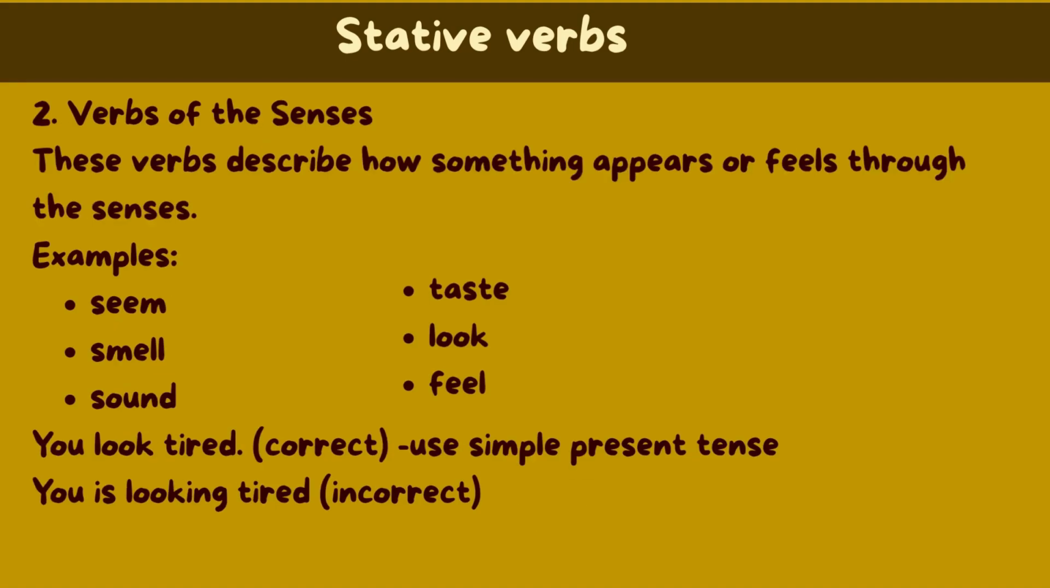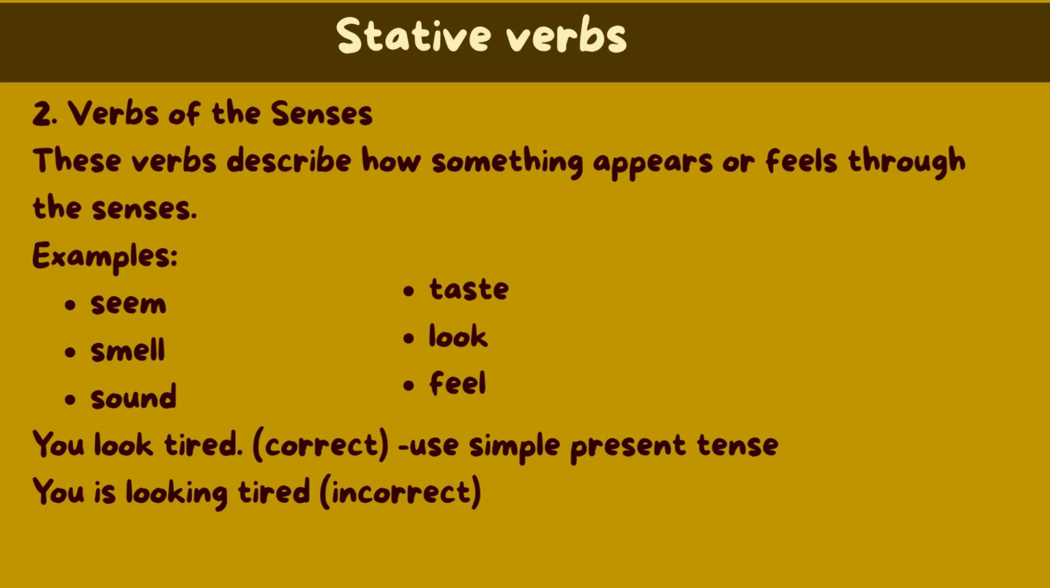Verbs of the senses describe how something appears or feels through the senses. Common examples are seem, smell, sound, look, taste, and feel. We usually use these verbs in the simple present tense when describing a condition or impression.